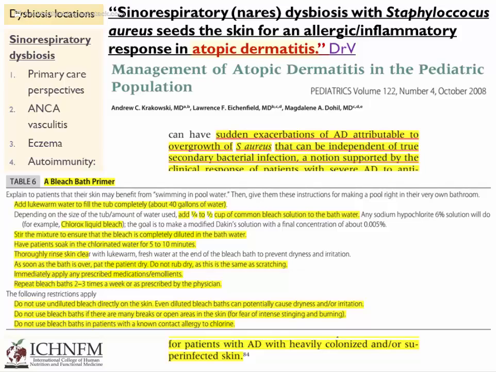Obviously, we want to follow these restrictions. Do not use undiluted bleach directly on the skin. Do not use bleach baths if there are any breaks or open areas in the skin. And of course, do not use bleach baths in patients with a known contact allergy to chlorine.